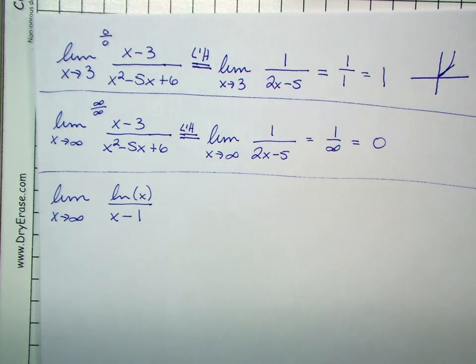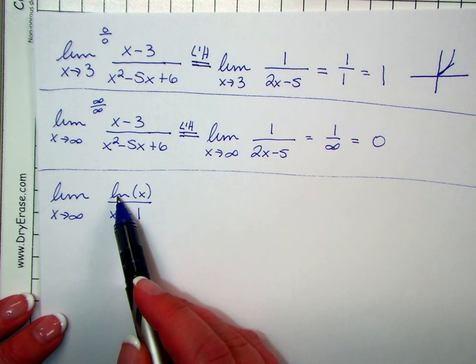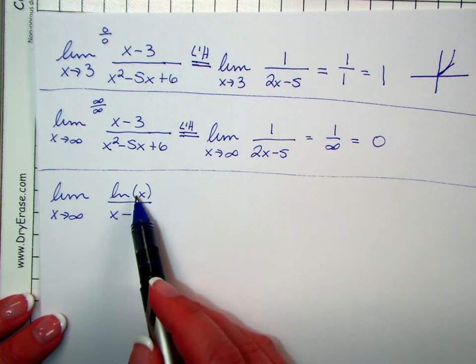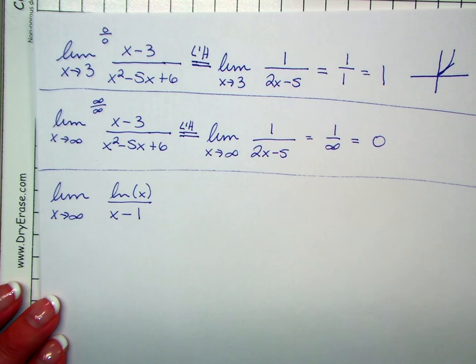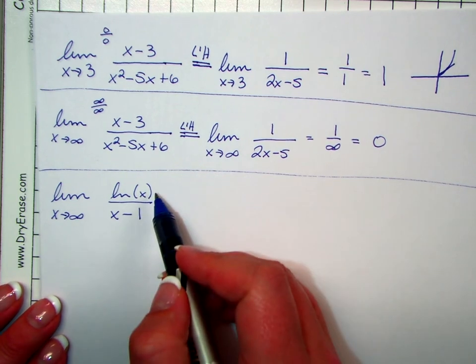Oh wait, so which form is this? That's the first thing we have to determine. Okay, if we plug infinity in there, what are we going to get? All right, so ln of infinity. What is ln doing as x heads to infinity? You really have to get the graph of ln kind of memorized here.